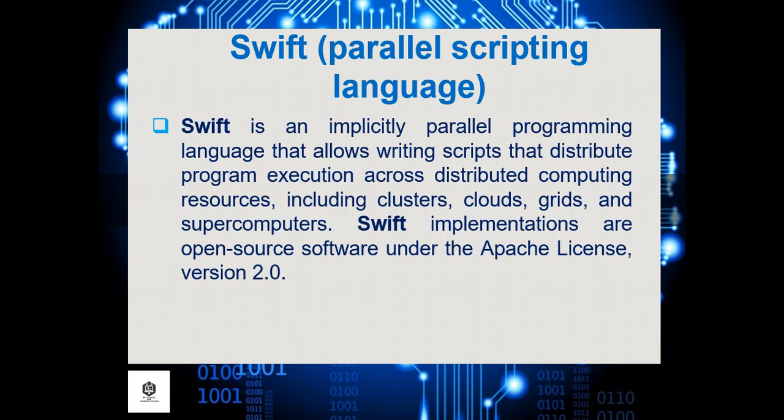Swift as parallel scripting language. Swift is an implicitly parallel programming language that allows writing scripts that distribute program execution across distributed computing resources, including clusters, clouds, grids, and supercomputers. Swift implementations are open source software under the Apache license version 2.0.